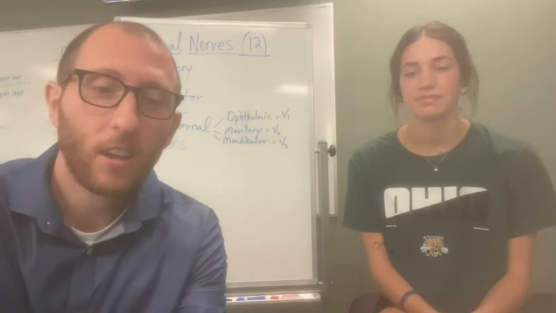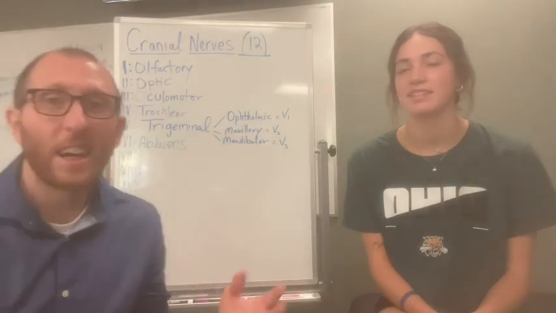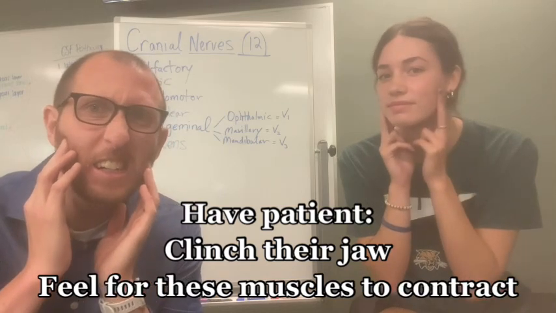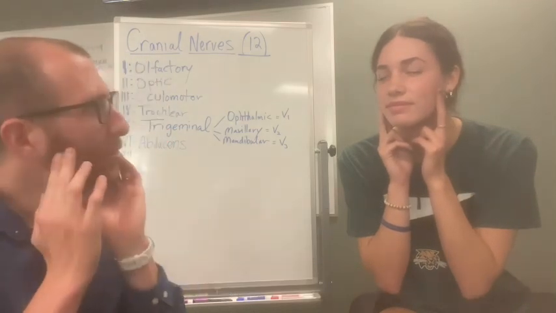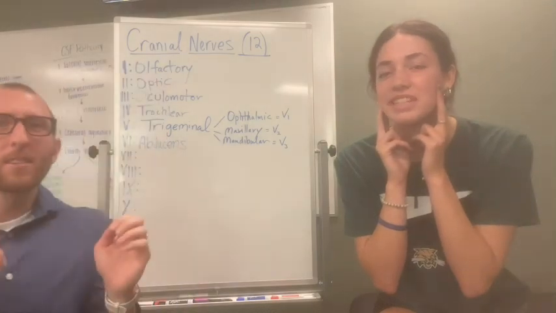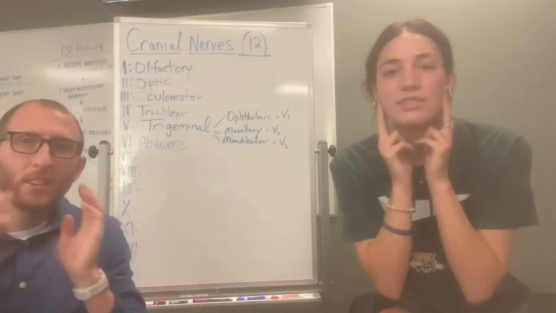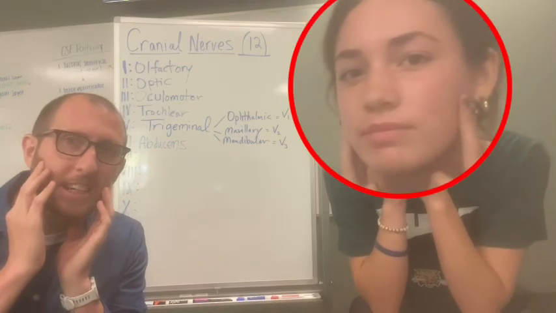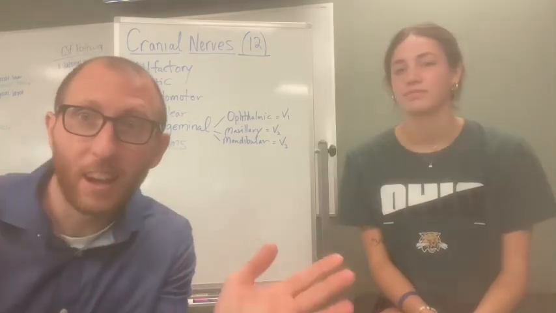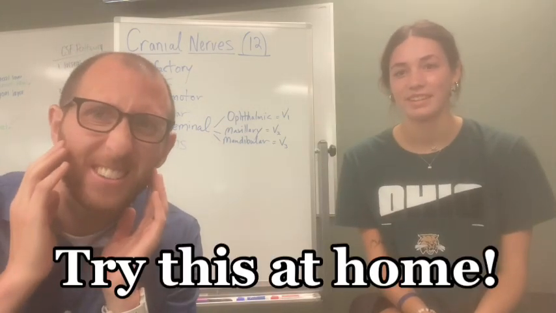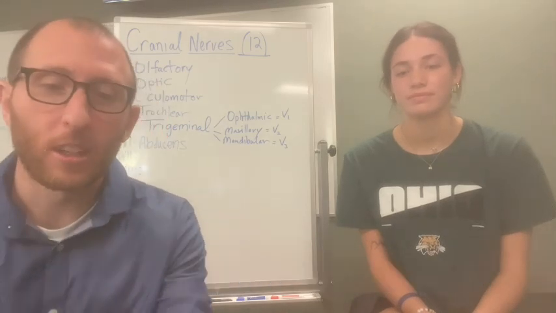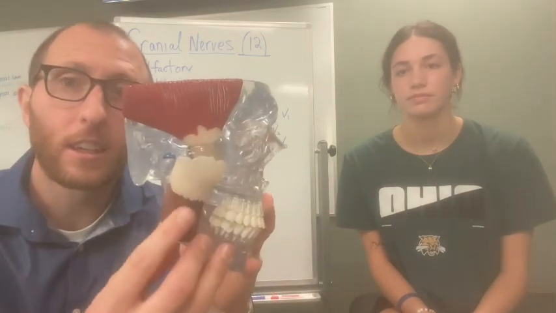To test this, I'm gonna have the patient go ahead and clench their jaw and feel the sides right there. Do you feel that? What's that feel like when you do that? It's almost like your jaw is popping out sideways. You can kind of see my hands moving. Oh yeah, that's because I'm clenching. Okay, try that at home. Go ahead and clench your jaw real tight. See if you can feel the masseter muscle, which again would be right here.